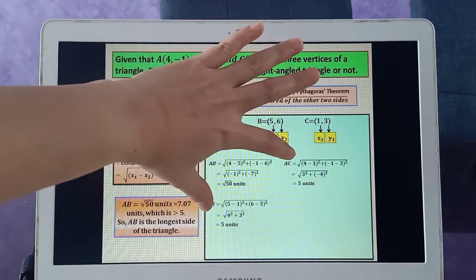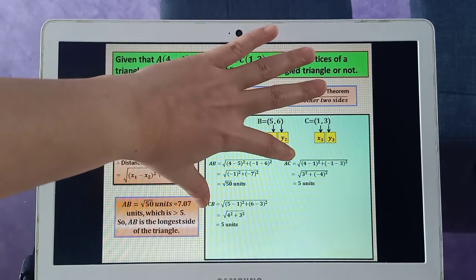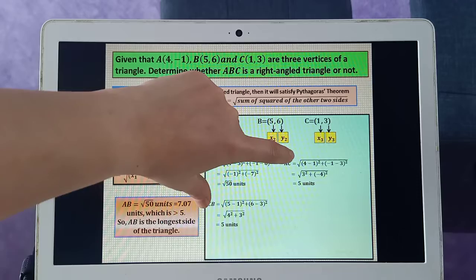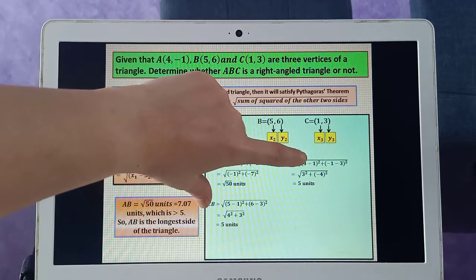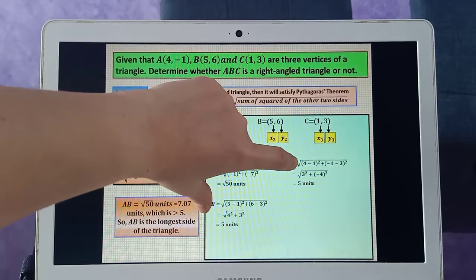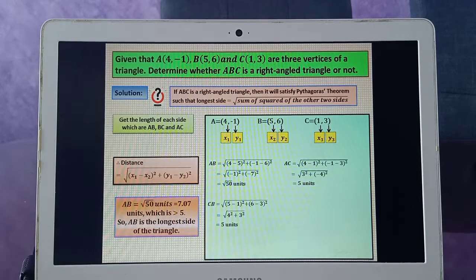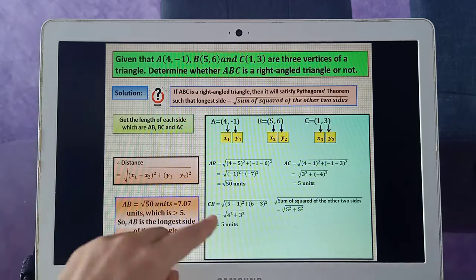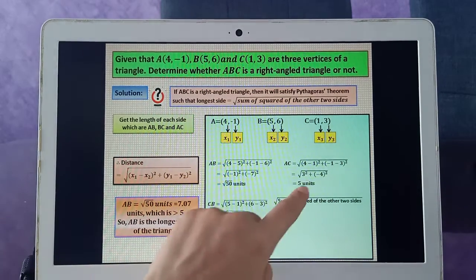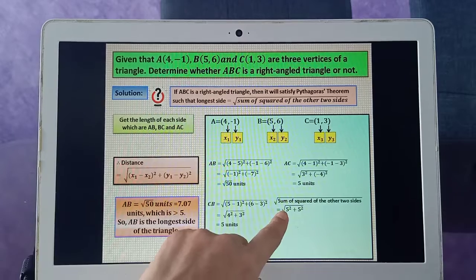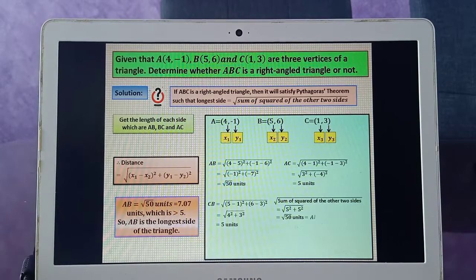Now, these are the sides that are not the longest. So I need to get the sum of the squares of these two sides and then take the square root. Let us do the calculation. 5 squared plus 5 squared and then square root it. So you will get square root 50 units.